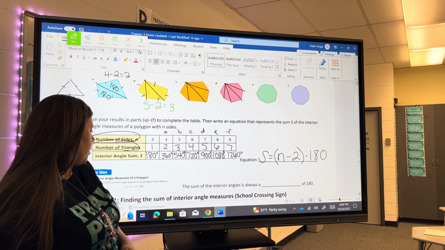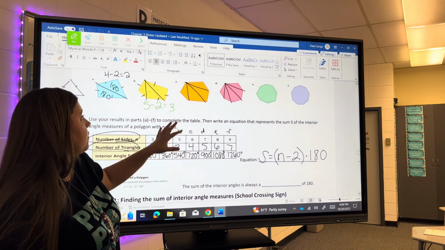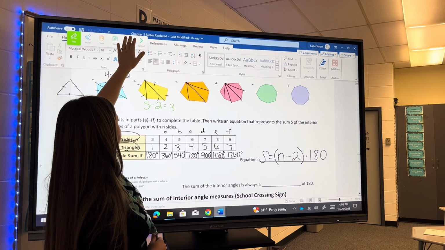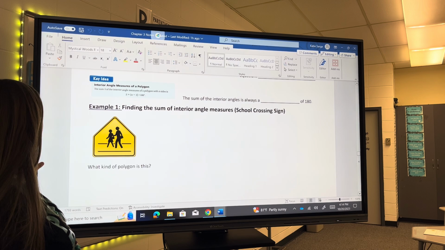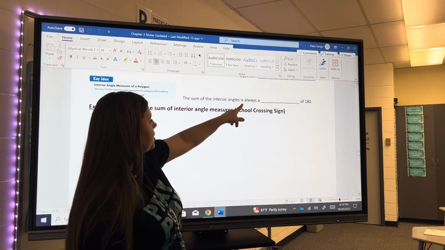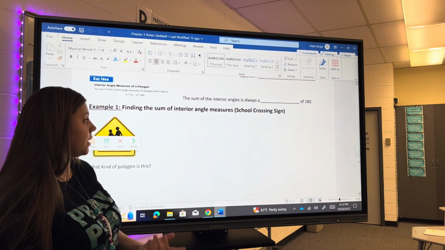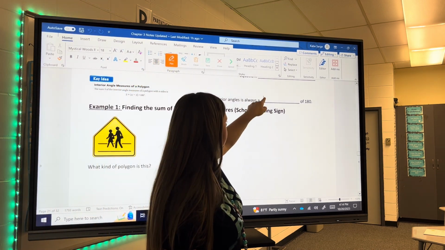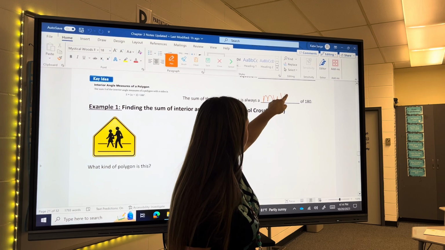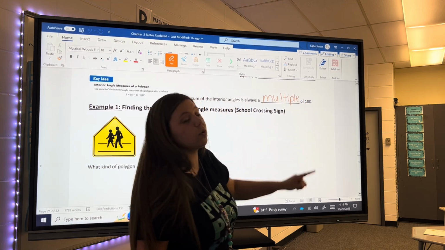Okay. So we're going to take a look at all of this related to that information. The next part here says, the sum of the interior angles is always a blank of 180. That word is multiple. It's always a multiple of 180. Does anyone remember what a multiple is?